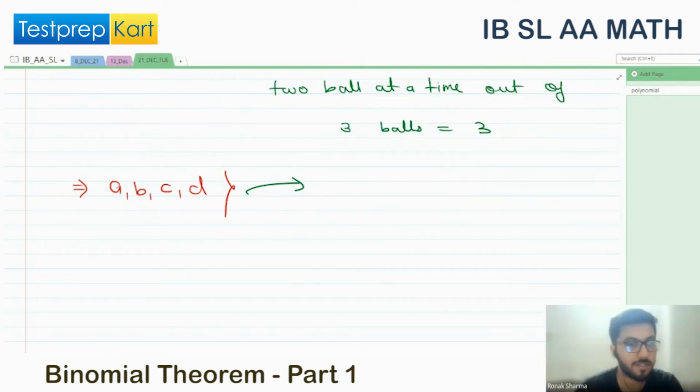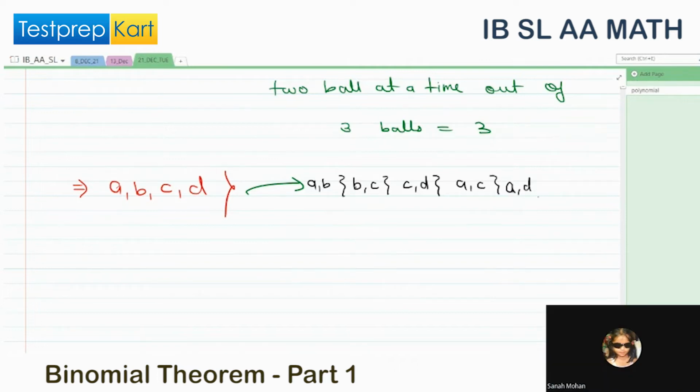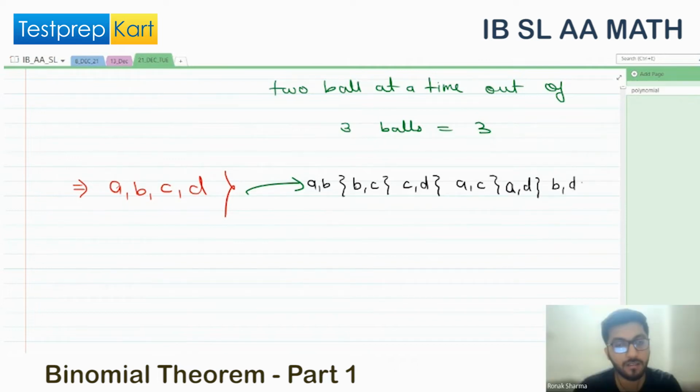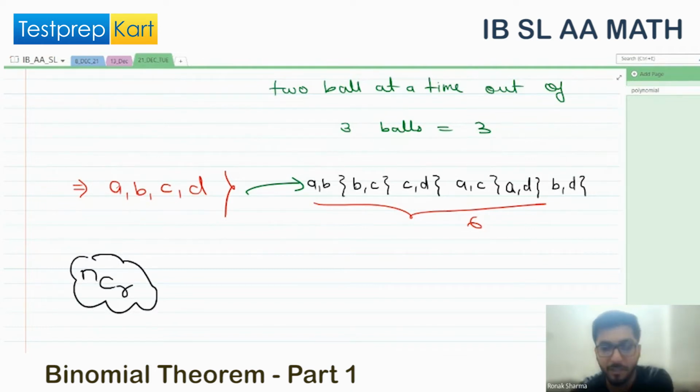So it can be AB, then BC, then CD, then it can also be AC, it can also be AD, right? Then it can also be BD. Then that's the last, that much only, right? Six.